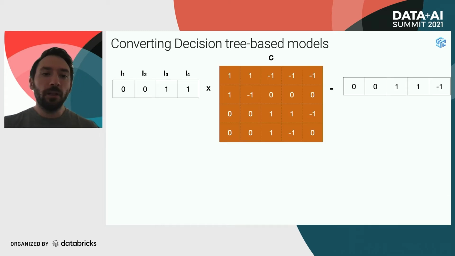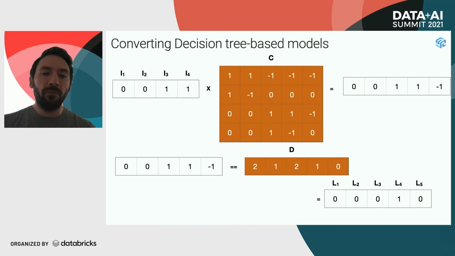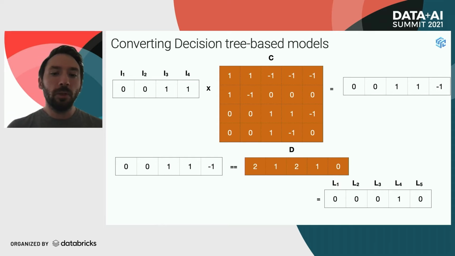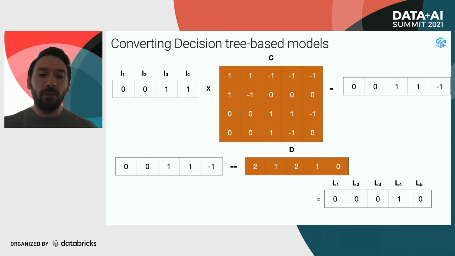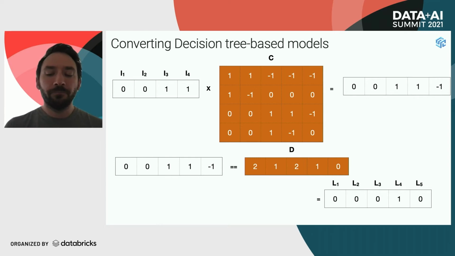Then we use this vector and multiply it with the matrix C to evaluate the path to reach the leaf nodes. And then we do a comparison between the path that we generated by this matrix multiplication and the path that we computed and stored in the vector D. In this comparison, the only leaf node that matches is leaf node number 4. So that means that for the input features that we used, leaf number 4 is the final result.